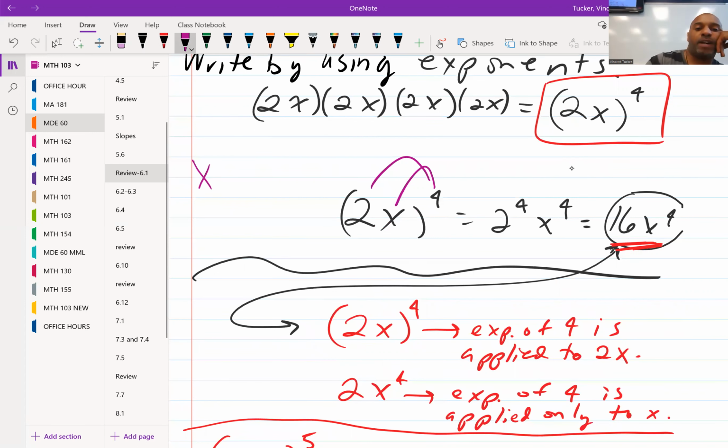Same thing as if I have (xy) to the third versus x times y to the third. With parentheses, x and y are both affected by that 3. But if it's not like that, the only thing that's affected by that exponent is what's right up against it, which is just the y. So that's why the parentheses make all the difference in the world.